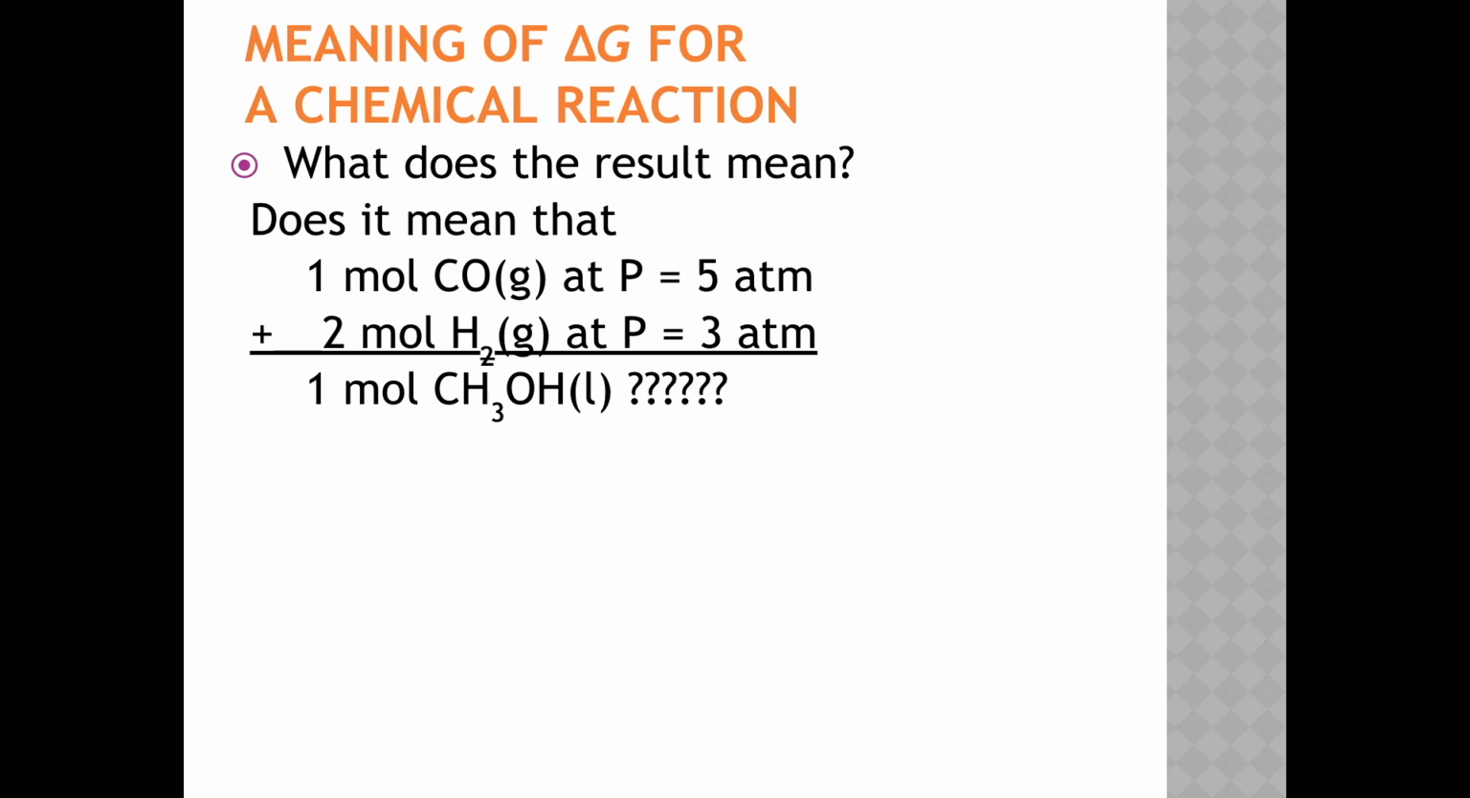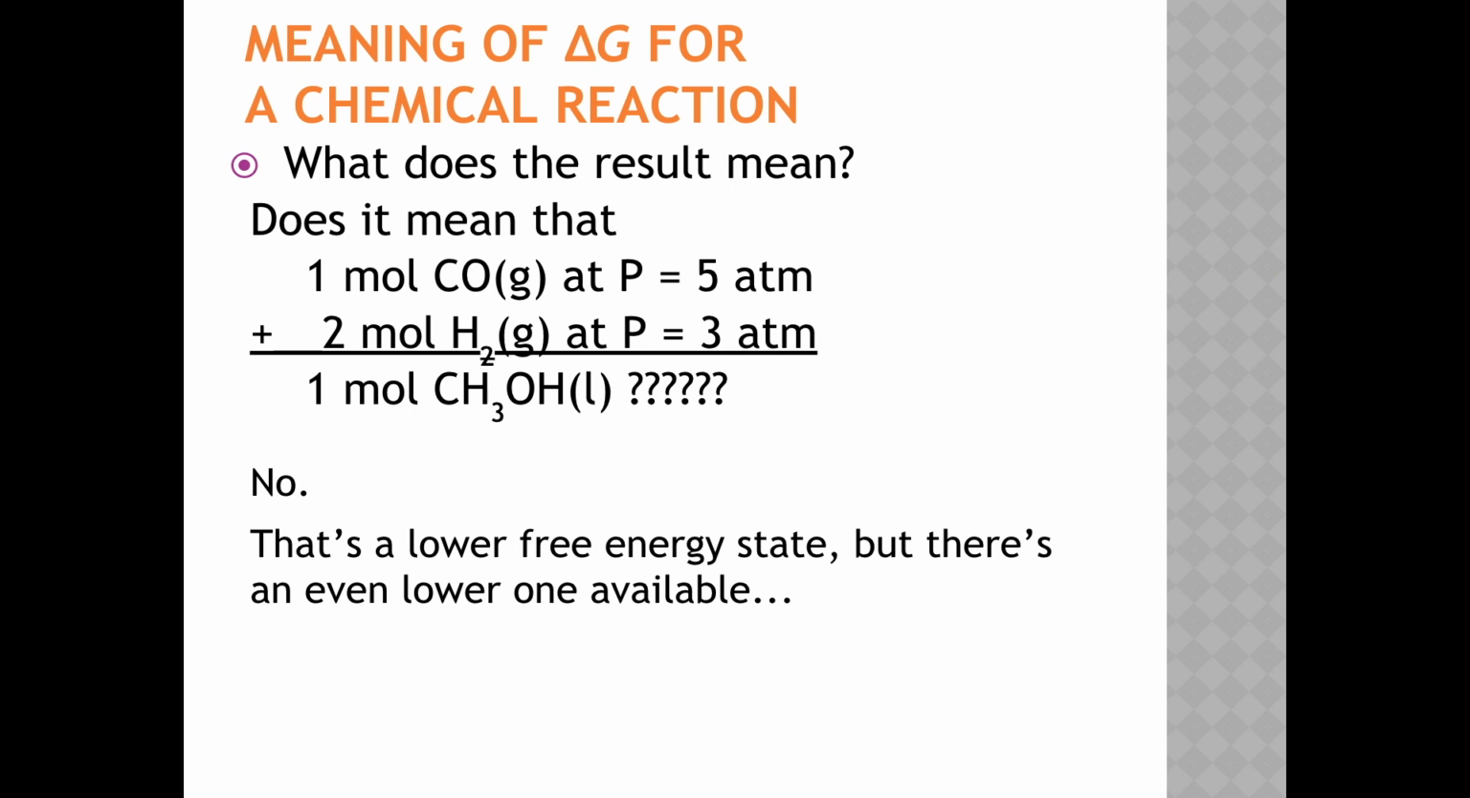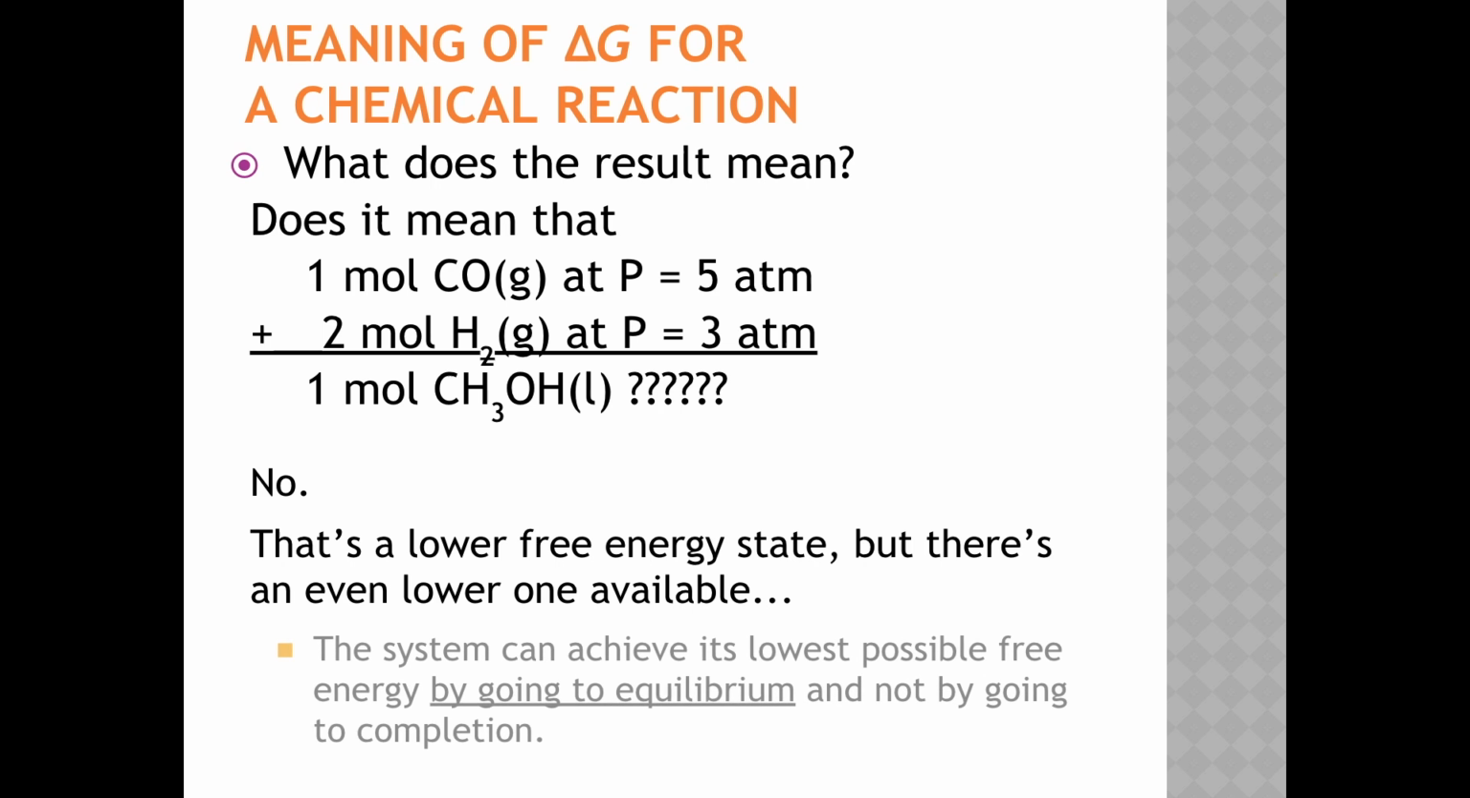So, that a reaction is thermodynamically favored. So what? What does that result mean? Does it mean that mixing 1 mole of carbon monoxide gas and 2 moles of H2 gas together at pressures of 5 and 3 atmospheres will give us 1 mole of liquid methanol? No, it doesn't mean that. While it is true that 1 mole of liquid methanol has a lower free energy than 1 mole of carbon monoxide at 5 atmospheres and 2 moles of H2 at 3 atmospheres, there's an even lower free energy available to this system. And that state is equilibrium.